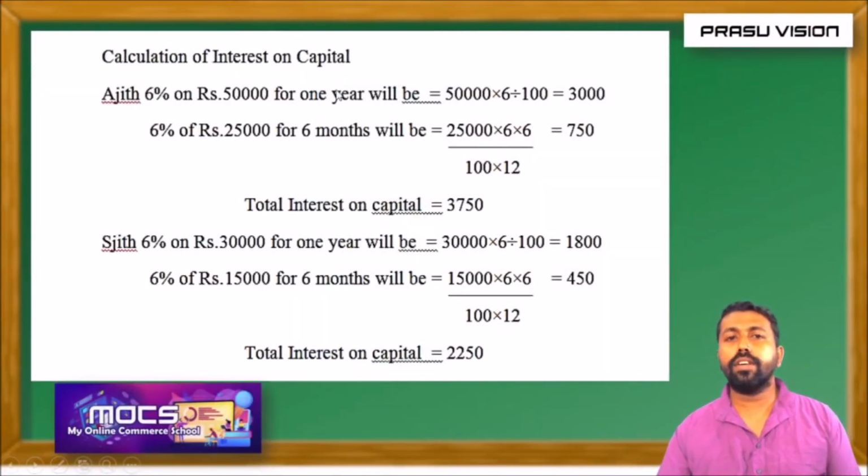So first we are calculating the interest on capital of Ajit. 50,000 is the initial amount of investment. So 50,000 into 6 by 100. You know the percentage of interest on capital is 6. So 50,000 into 6 by 100, 3,000.